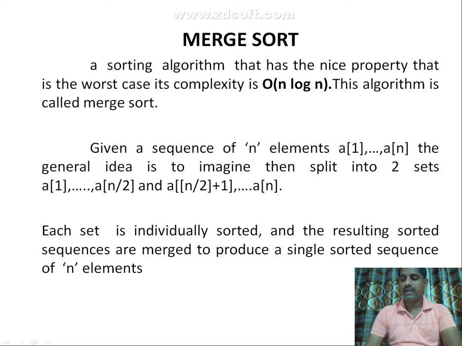The divide and conquer strategy here is splitting the elements into two equal sized sets, and the combining operation is merging the two sorted sets in merge sort.